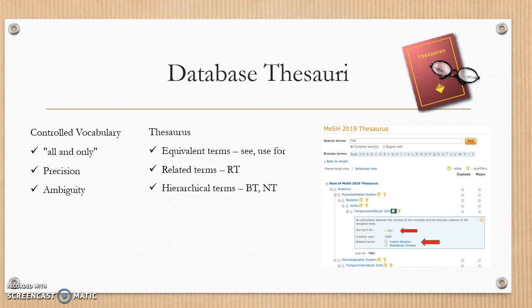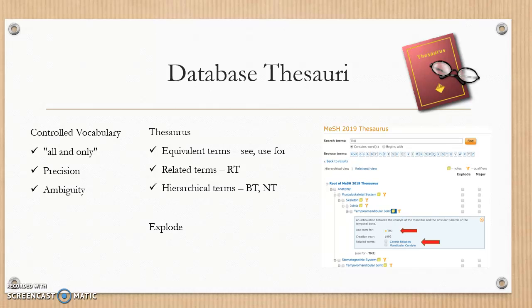The third category are hierarchical terms that are linked to each other in a relationship that is arranged in rank from broader terms, designated BT, to narrower terms, NT. In this example, temporomandibular joint is a narrower term for joints, whereas skeleton is its broader term.